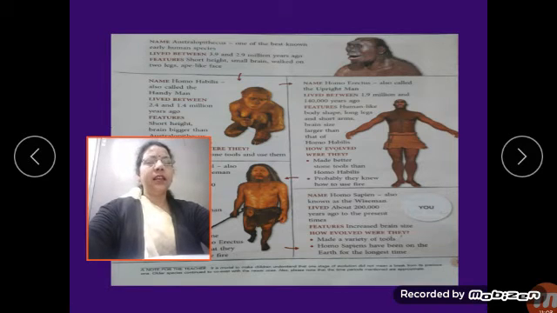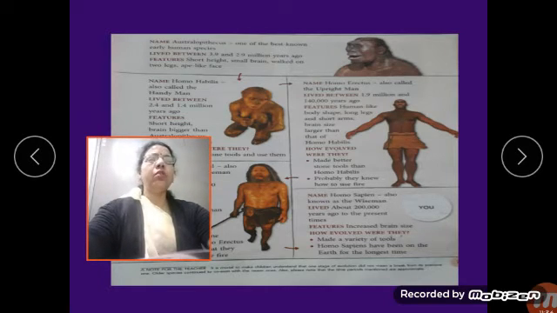At the last stage, that is Homo sapiens. Homo sapiens means wise man. Wise man means clever man, like today's man. About 2 lakh years ago to the present time. From today, they were on the earth 2 lakh years ago. They had increased brain size. They were clever, and they made a variety of tools. They had made different types of tools. Homo sapiens have been on the earth for a longer time.